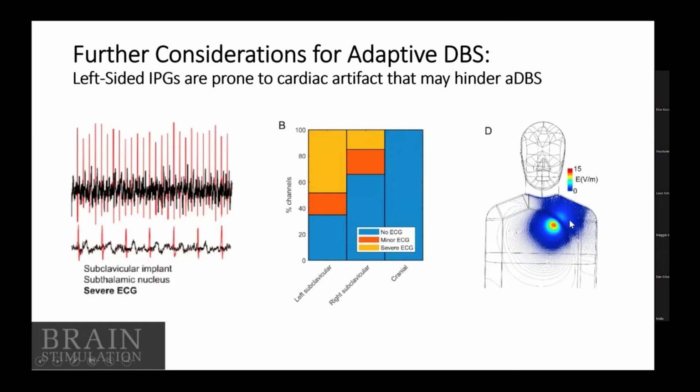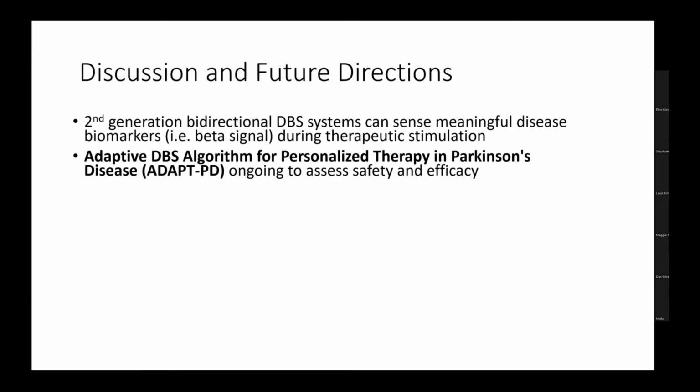And this was modeled based on the precise location of the IPG, the degree of cardiac artifact in the paper. Obviously relevant for any neurosurgeon implanting an IPG or replacing an IPG. So some discussion. Second generation bidirectional DBS systems can sense meaningful disease biomarkers, including beta band activity associated with Parkinson's during therapeutic stimulation. The adaptive DBS algorithm for personalized therapy in Parkinson's disease, or ADAPT-PD trial, is ongoing to assess the safety and efficacy of adaptive DBS using this Percept device that I showed.